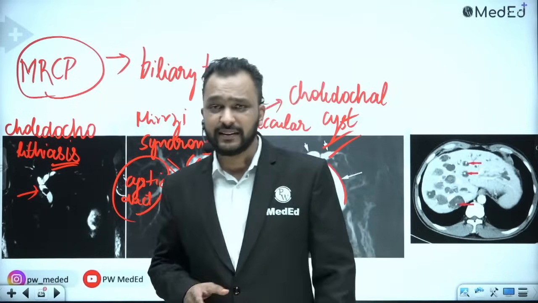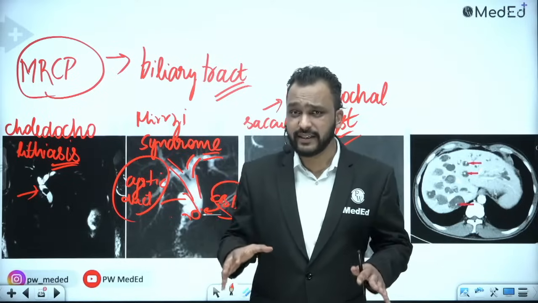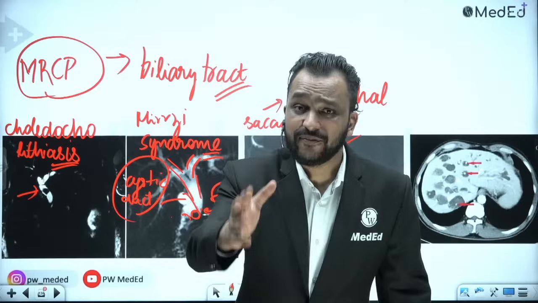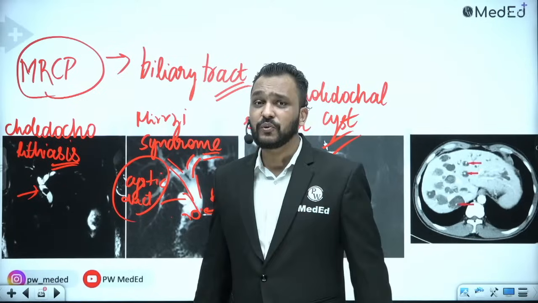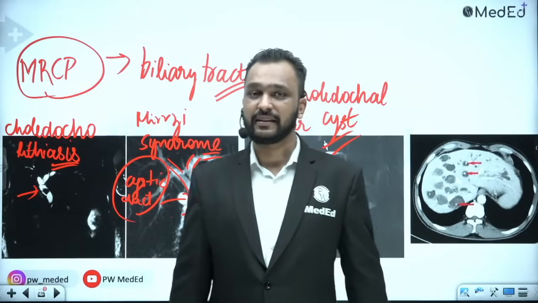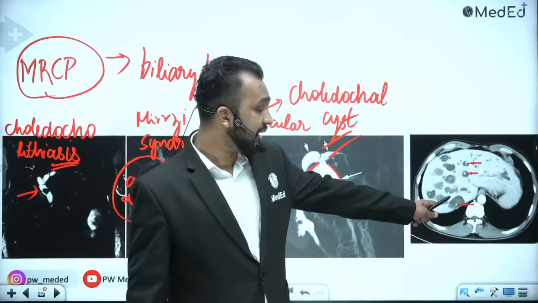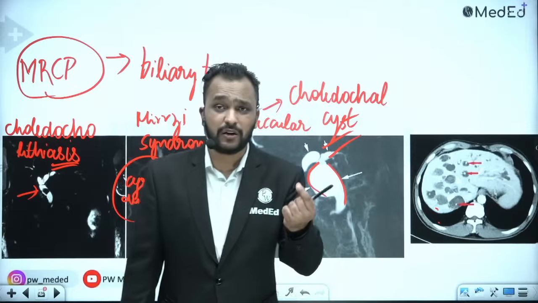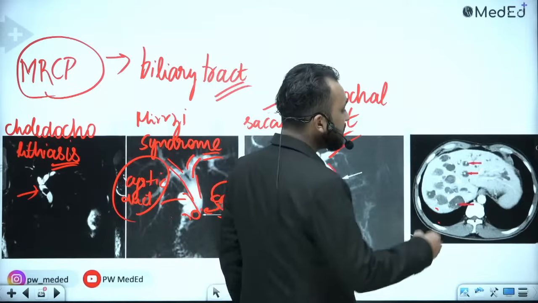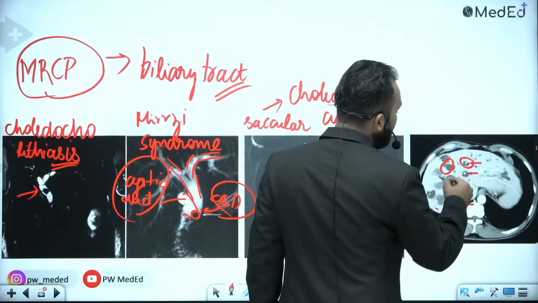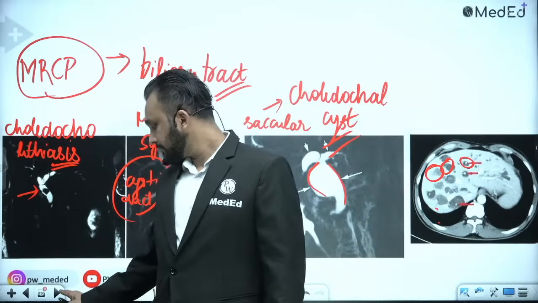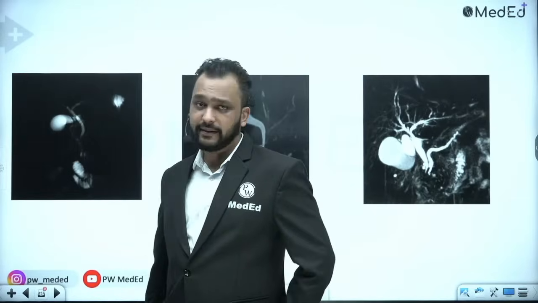In type 4A, you will see that there is dilatation of both the intra and extrahepatic bile ducts, right? In type 4B, there is dilatation of only the extrahepatic bile ducts. And in type 5, that is your Caroli's disease, you will get this dot within a cyst sign. There is dilatation of only the intrahepatic biliary radicals.